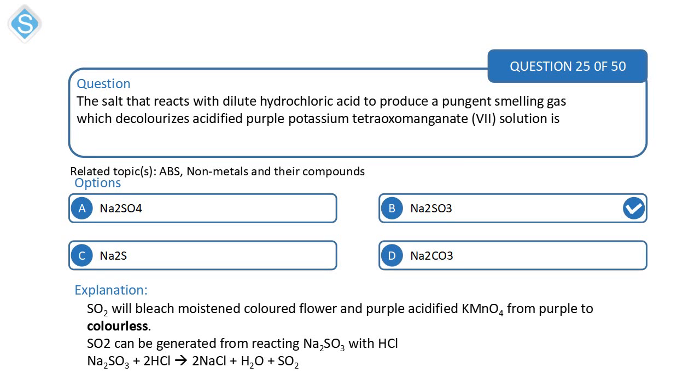It is this sulfur(IV) oxide that will bleach a moistened colored flower. It will also bleach an acidified solution of purple potassium tetraoxomanganate(VII). It will decolorize it, changing its color from purple to colorless. So it is sulfur(IV) oxide that gives this reaction, and it can be produced from reacting this salt with hydrochloric acid.